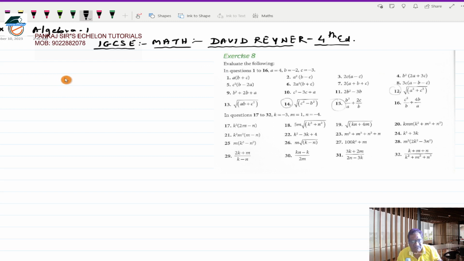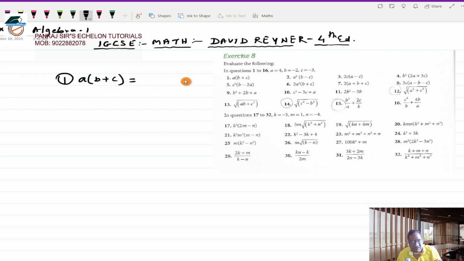So in question number 1 to 16, you have to take A as 4, B as minus 2, and C as minus 3. So these are the values that are given for A, B, and C, which you have to plug into these formulas and you have to find out the values. Okay, the first one is A times B plus C. This is read as A times B plus C.